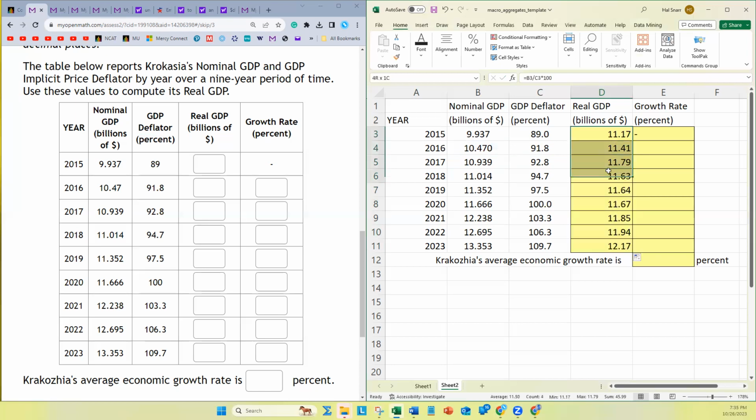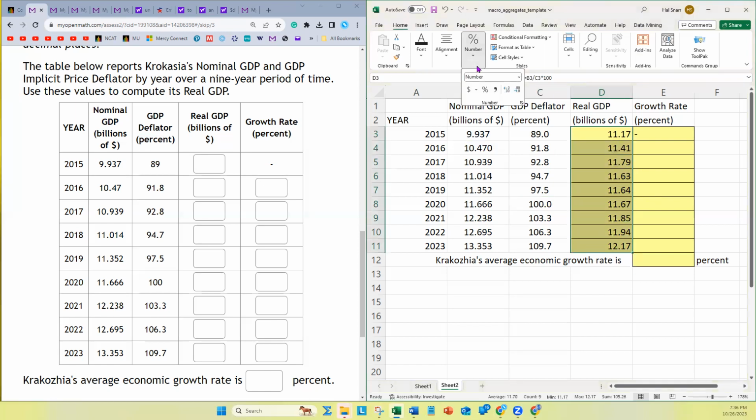Okay. Notice that all the real GDP values before the year 2020 are higher than their corresponding values in nominal GDP, right? So we've inflated this value to 2020 dollars. We inflated this value to 2020 dollars. We inflated this to 2020 dollars. We inflated this to 2020 dollars. Notice that these two things are the same thing, right?